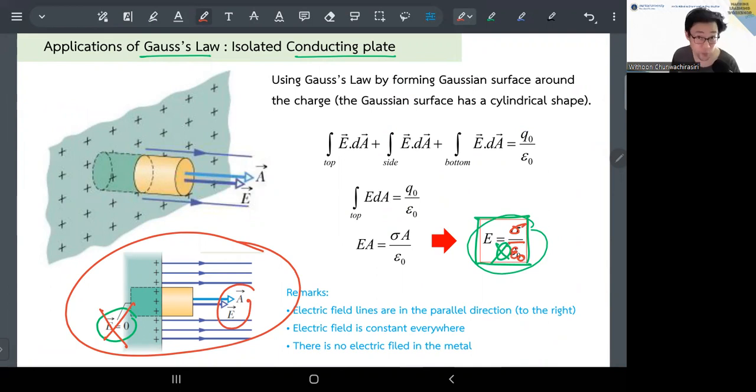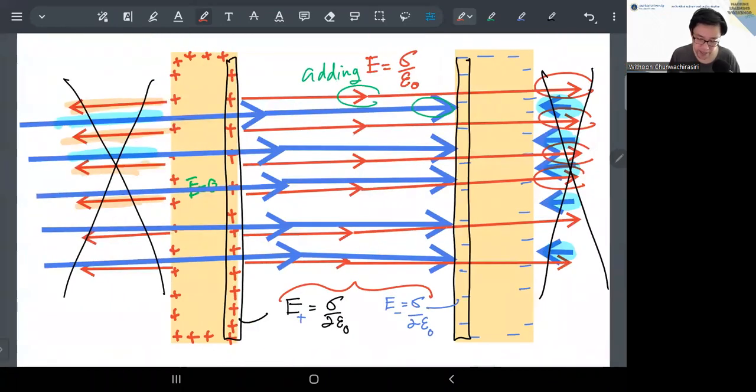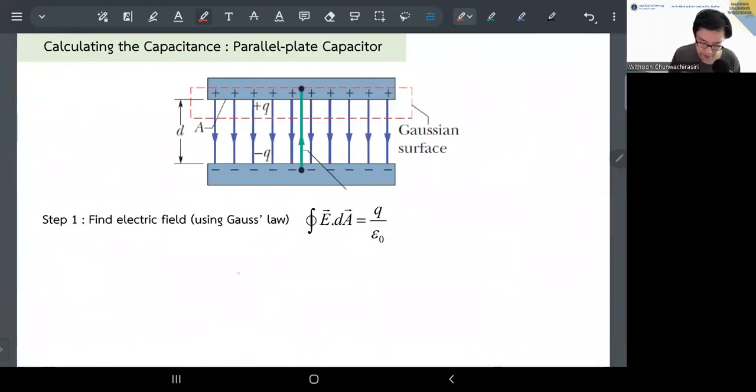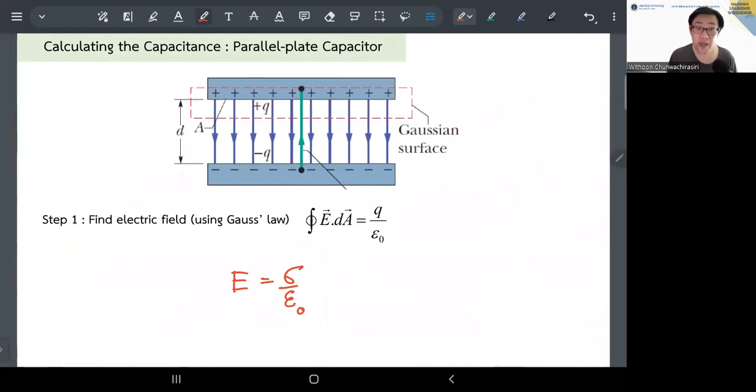You get sigma over epsilon naught as the result as well. Anyway, don't worry about this one too much. I just want to show you how it's done, but in the exam you don't need to do this anymore. I did it once and it's done. So the conclusion we get from here is that the electric field in between the plates is sigma over epsilon naught. Isn't that cool?